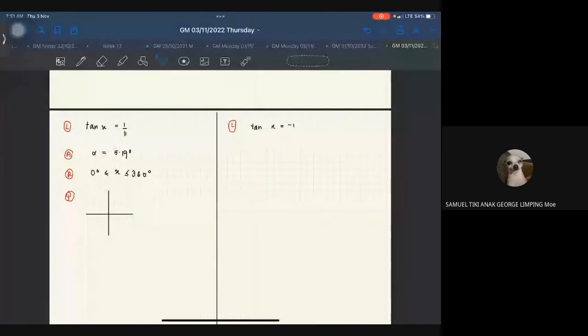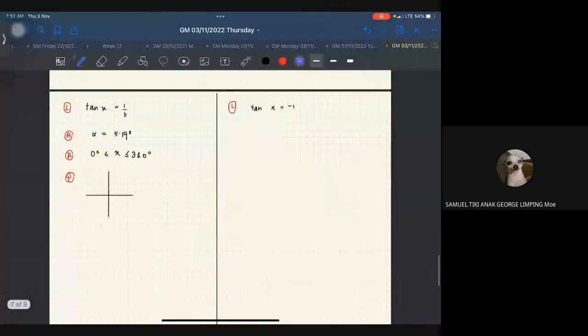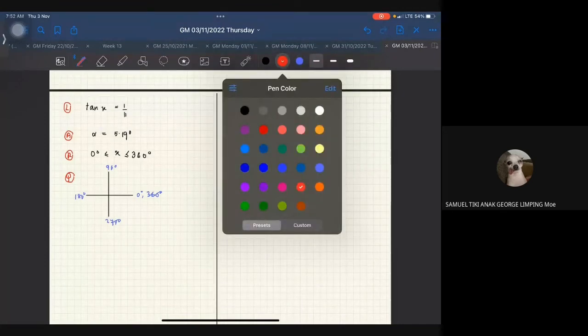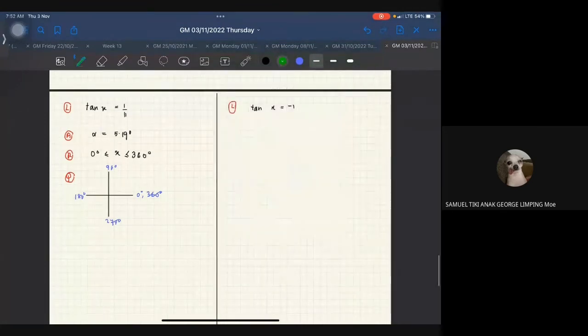Okay, and then I also write the angle at each line. So this is 0 degree, 90 degree, 180, 270, 360. Okay, and then saya letak juga, tadi saya terlupa nak tulis, so I put my ASTC. So this is ASTC, for me to refer.